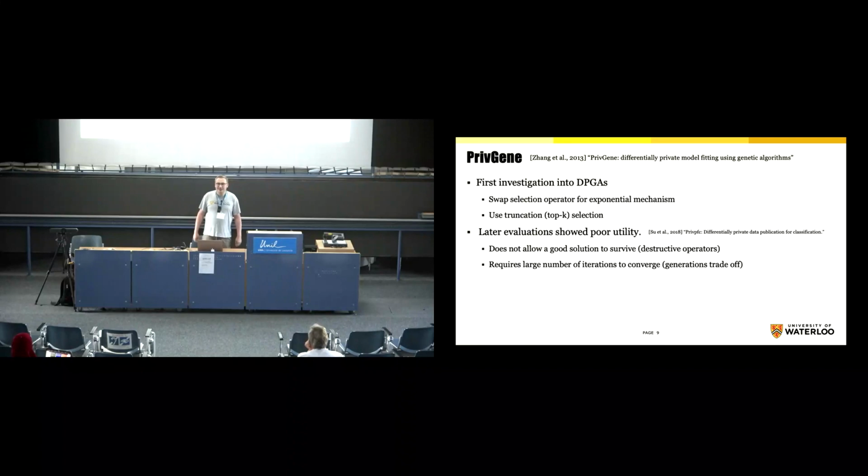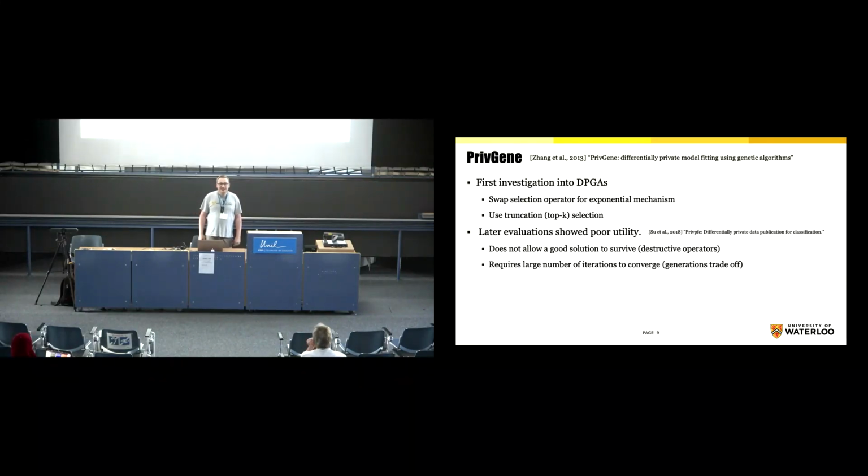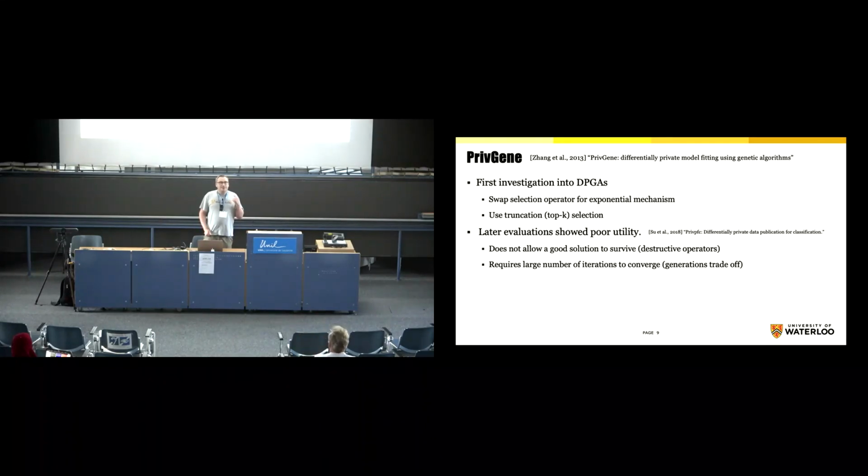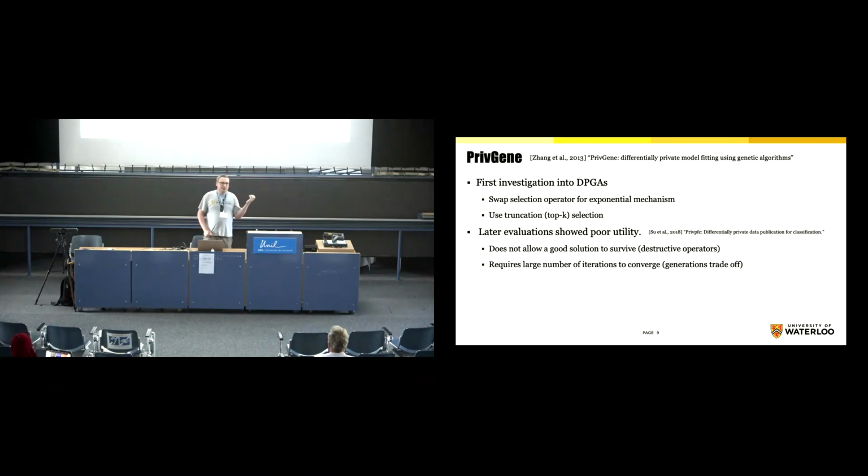Somebody else evaluated it later, and they were like, differentially private GAs are not very good at all. They get terrible utility. And kind of the reason they thought why is because basically the operators can be very destructive in this particular GA, like the previous one. So basically, they didn't allow a good solution to survive. So if a solution was good, there is no way that it makes it to the next generation, and that's kind of bad. If you find something good, you end up getting rid of it. And also, it took a lot of generations to converge. As I mentioned, there's this trade-off, so the utility ended up being quite bad.